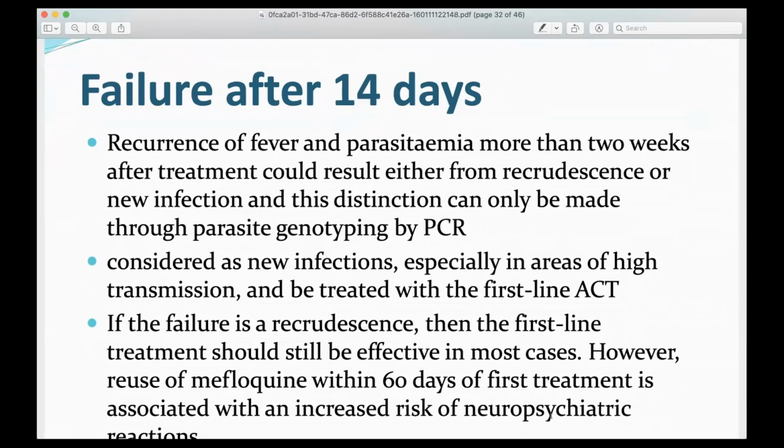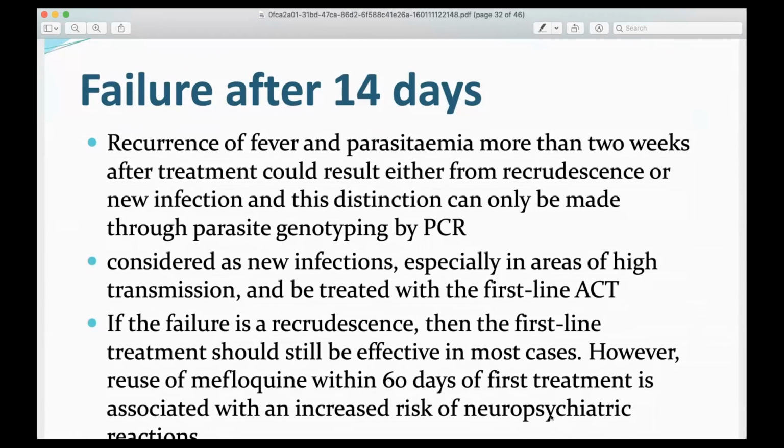If the patient comes with failure after 14 days, that is, the patient was initially treated for malaria and went home, but again after 14 days there is a recurrence of fever and parasitemia more than 2 weeks after treatment, it could result either from recrudescence or new infection. This distinction can only be made through parasite genotyping by PCR. And consider new infections, especially in areas of high transmission.